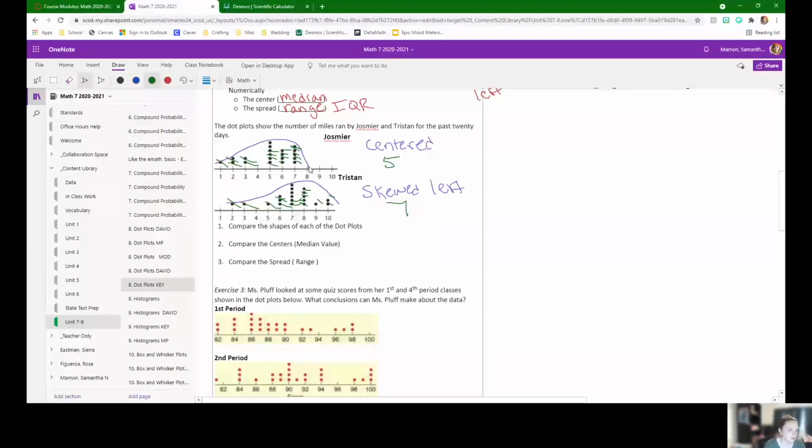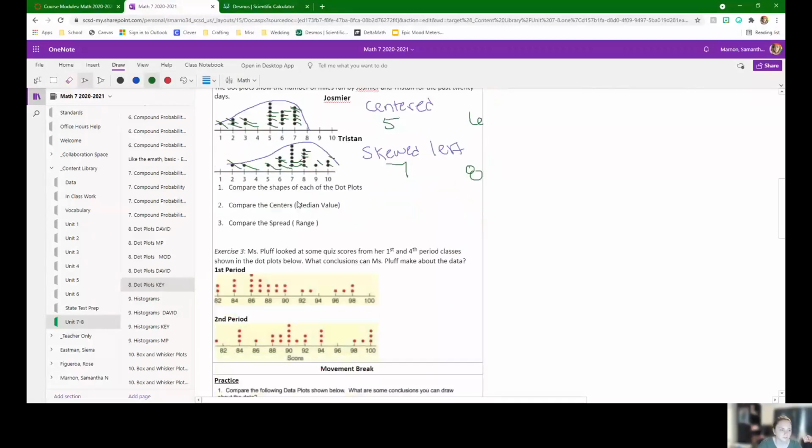If we look at the range, the highest for Josmir is 7 minus 1, that would be 6. And the range for Tristan is 10 minus 2, which is 8. So what we can say is that it looks like Tristan on average ran more, but there were a couple of days where he did less. It's more spread out. Josmir is a little more consistent. The range is spread out a little closer together. It's not as widely spread as it is with Tristan. So there's a couple of different ways we can interpret it and make some generalizations.